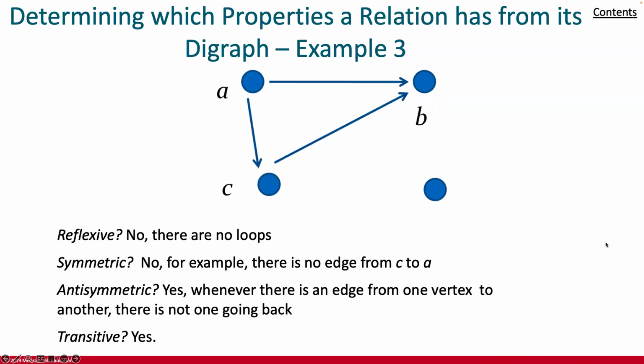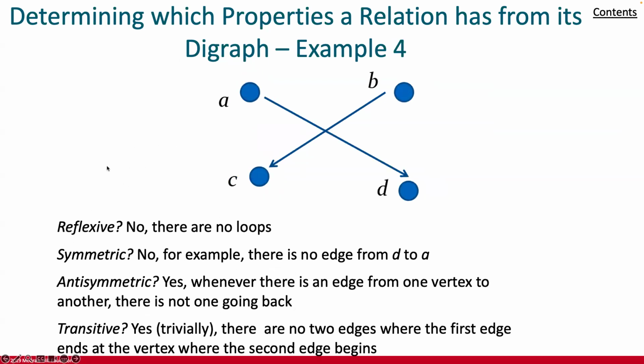Okay, here is a third example: reflexive, no. Symmetric, no. Anti-symmetric, yes. Transitive, yes. We can see how that works. There are no loops, so it's not reflexive. Symmetric, no. For example, there is no edge from C to A. Anti-symmetric, yes. Whenever there is an edge from one vertex to another, there is not one going back. And transitive, yes.